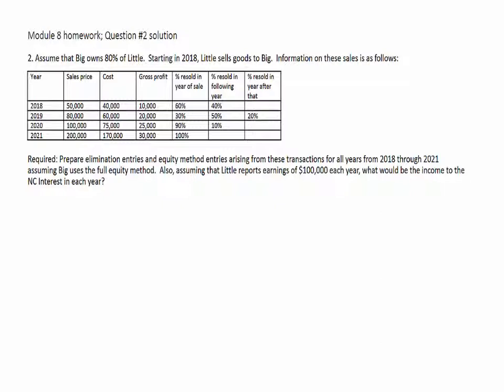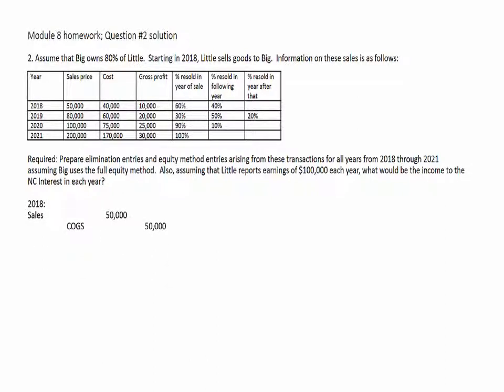So there's the information on the sales in each year, the amount of the goods resold in the year of sale, the amount resold the year after that, and the year after that. Required, prepare elimination and equity method entries arising from these transactions for all years, assuming Big uses the full equity method. Also, assuming that Little reports earnings of $100,000 per year, what would be the income to the non-controlling interest each year?